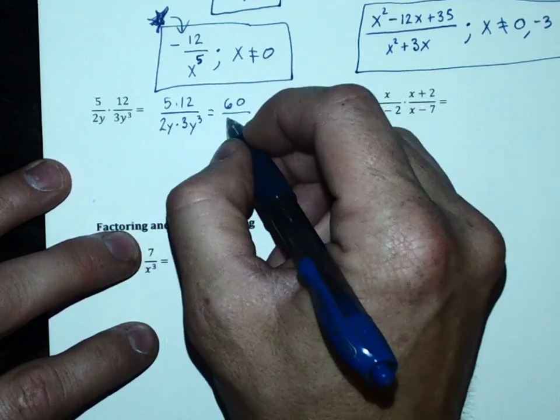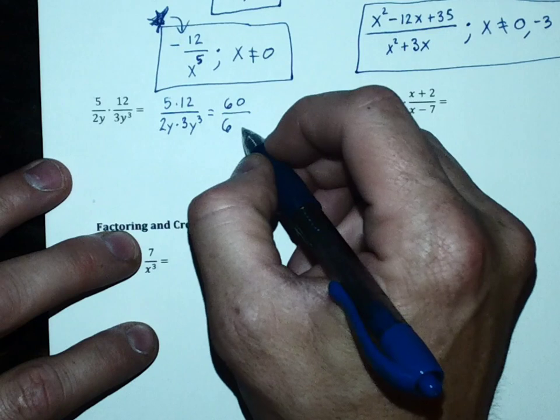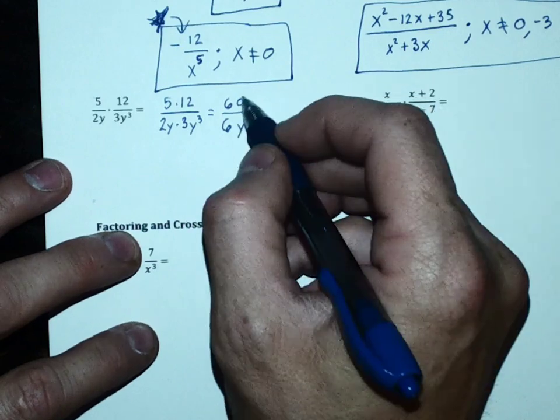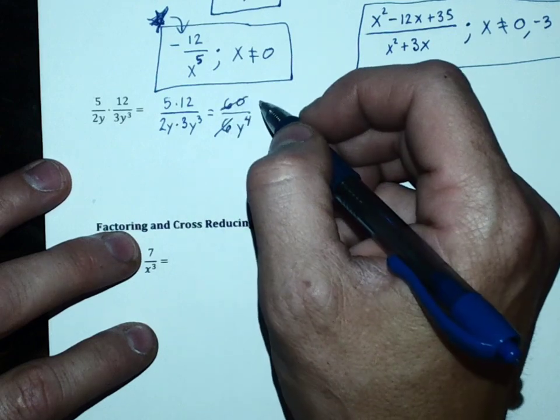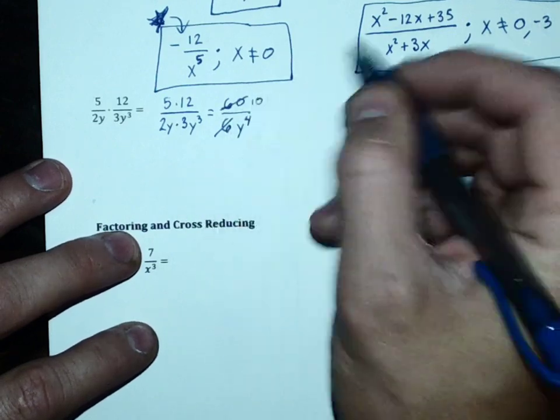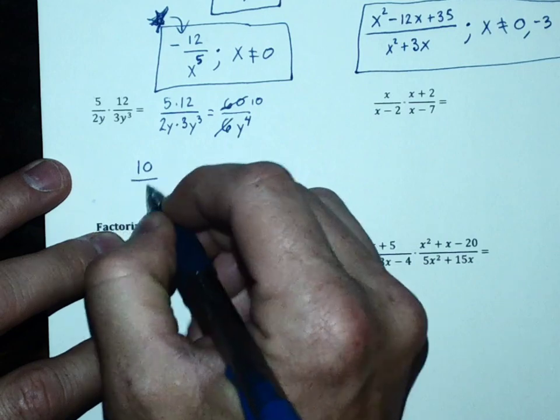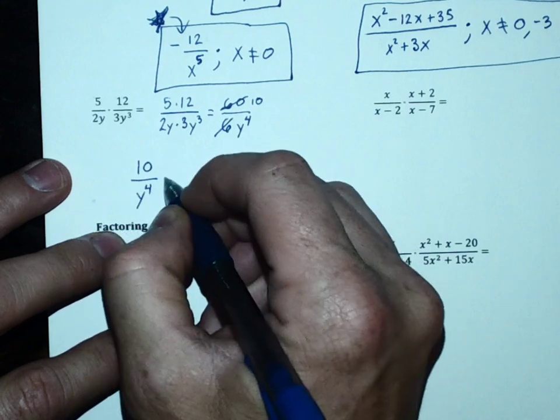2 times 3 is 6. Y becomes y to the fourth. You must reduce if you can. 6 divides into 60 10 times. So your answer is 10 divided by y to the fourth.